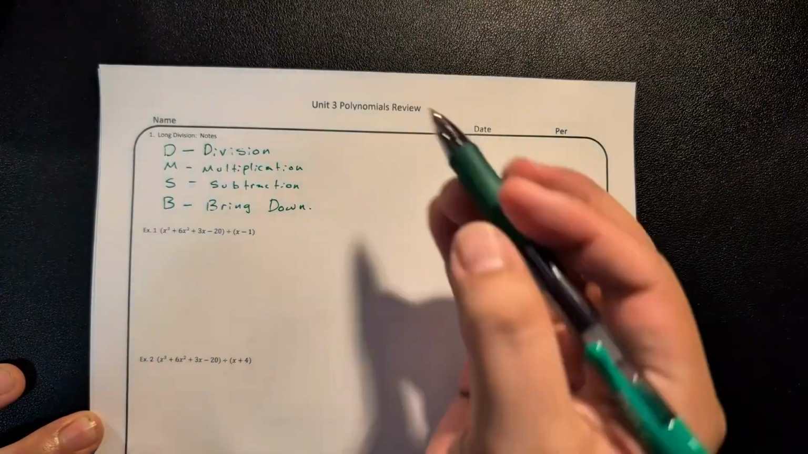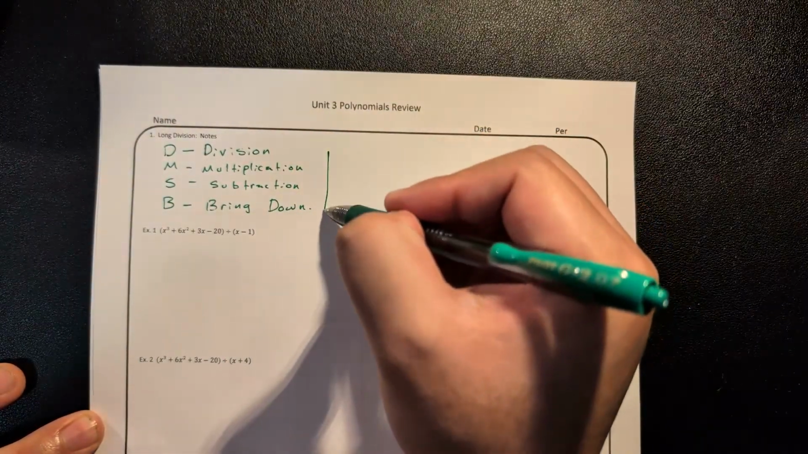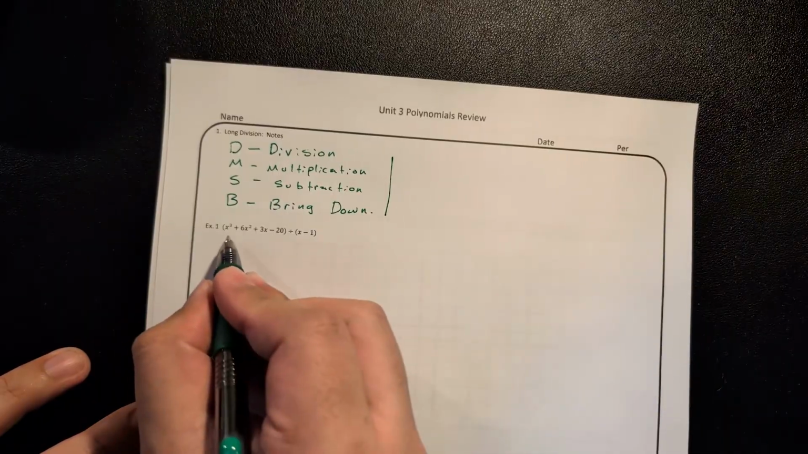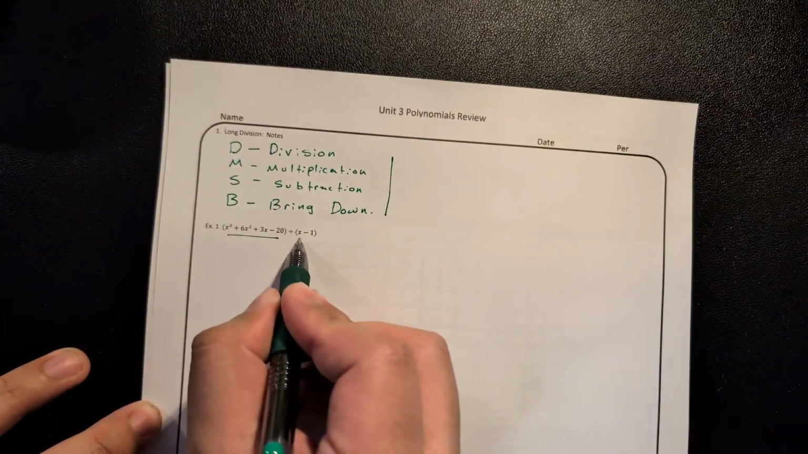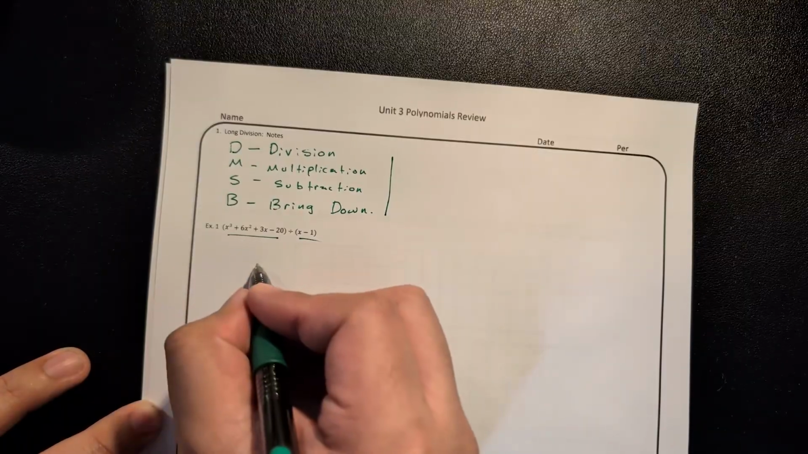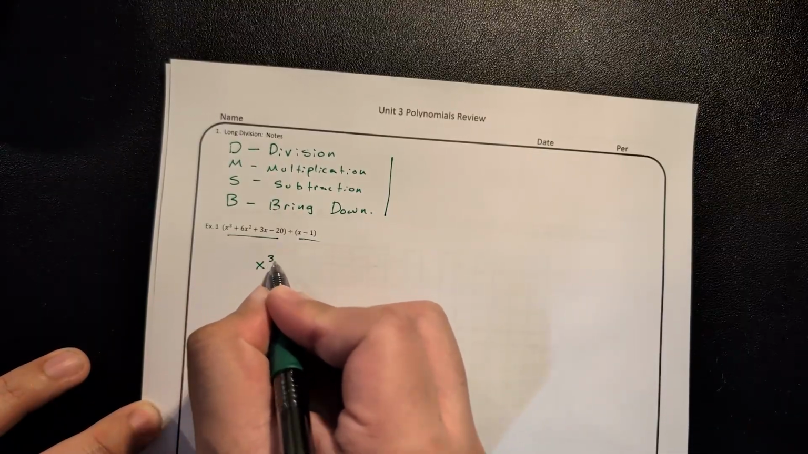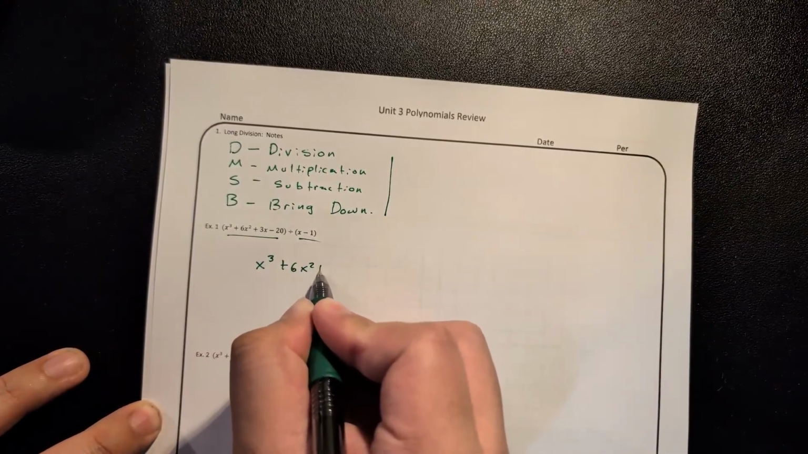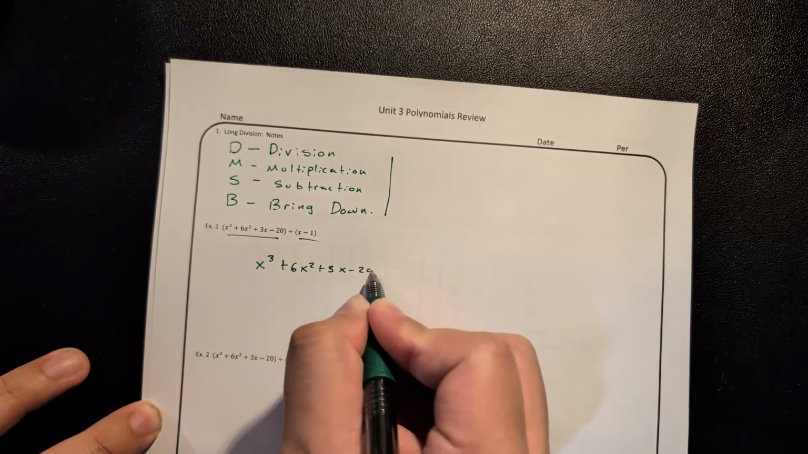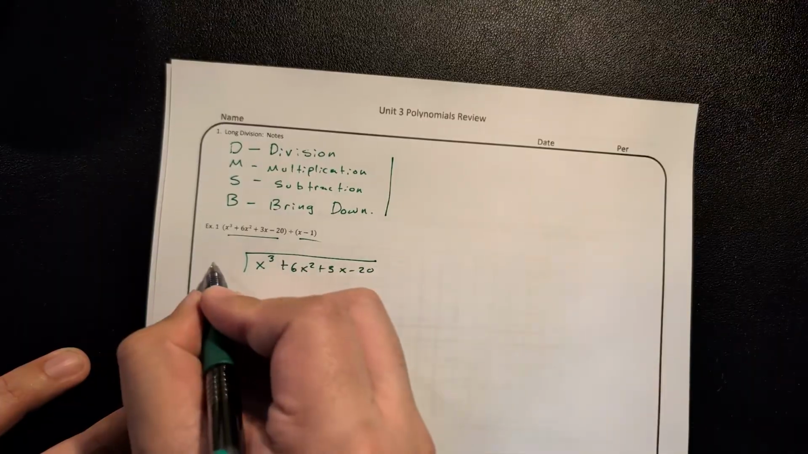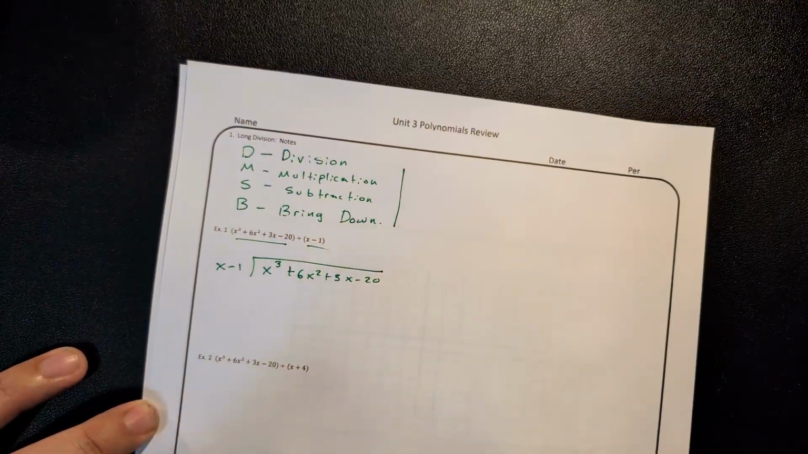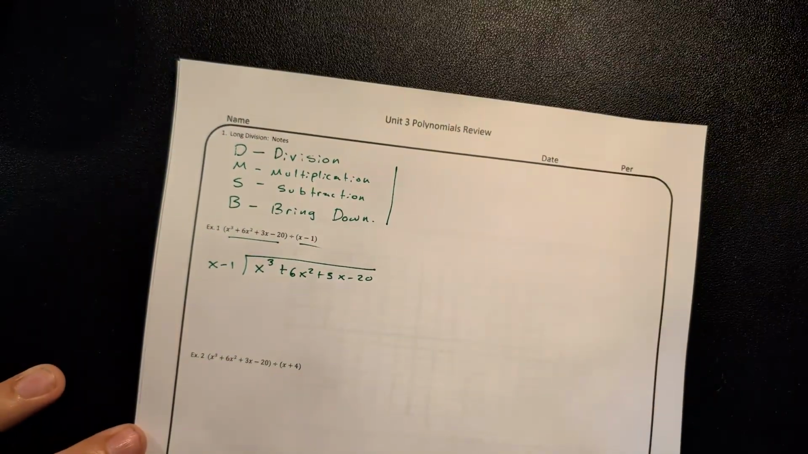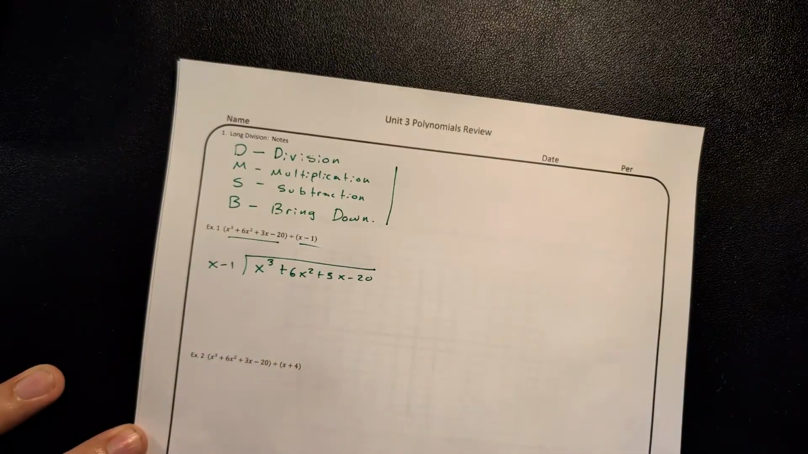Okay, so let's try to apply these to our first example. So first we're gonna set it up. We're gonna divide this by this. So this first one's gonna go inside our division. We have x to the third plus 6x squared plus 3x minus 20 being divided by x minus 1. So you could also do synthetic division if it's easier. I prefer synthetic division, but let's do one with the long way.